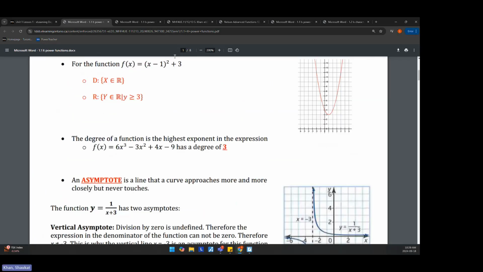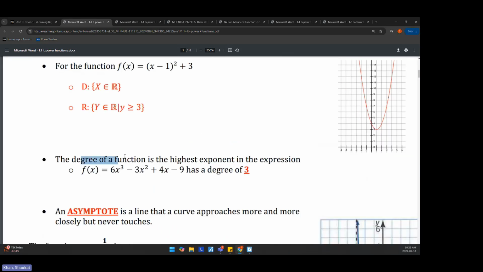This is something we haven't gone over yet, which is the degree of a function. You should remember this, hopefully, or you should have done this in grade 9. What is the definition of degree of a function? The degree of a function is always the highest exponent value on your variable. So in this case, our variable is x, and the highest exponent is 3. So this polynomial has a degree of 3.